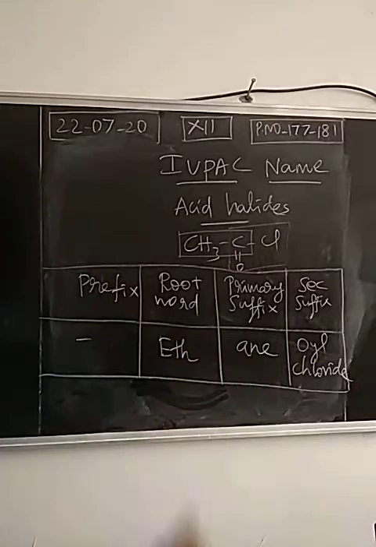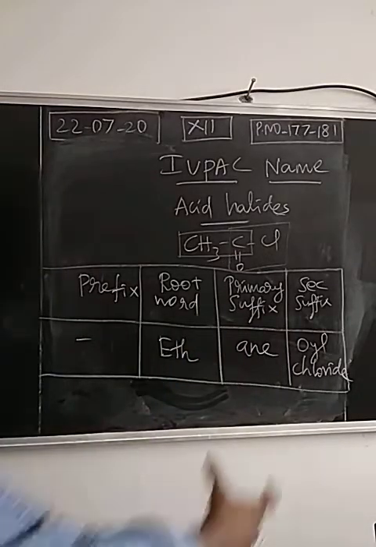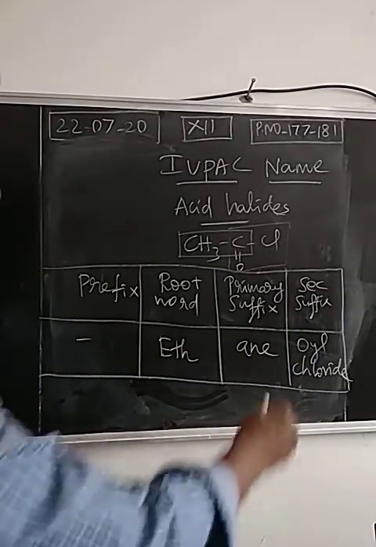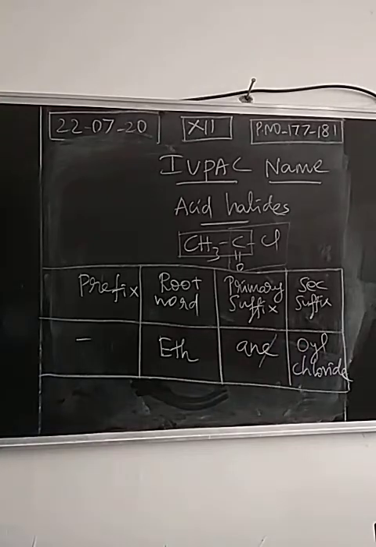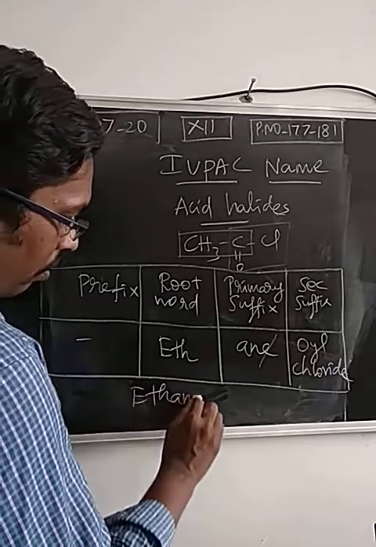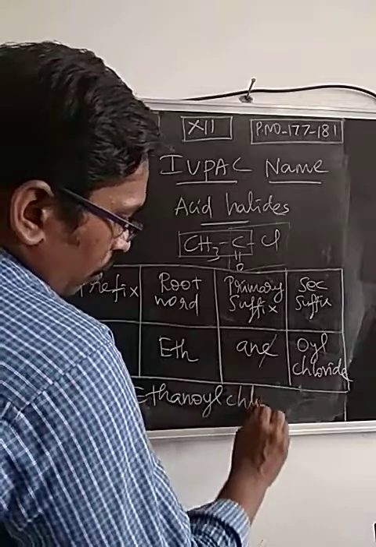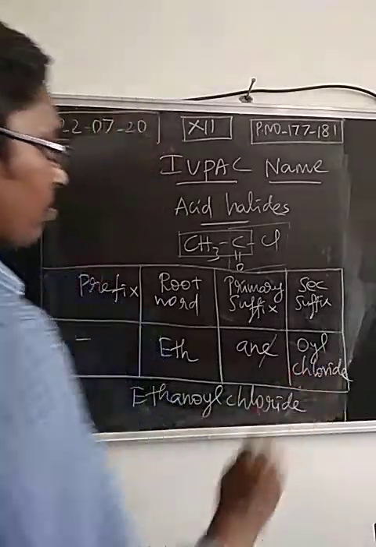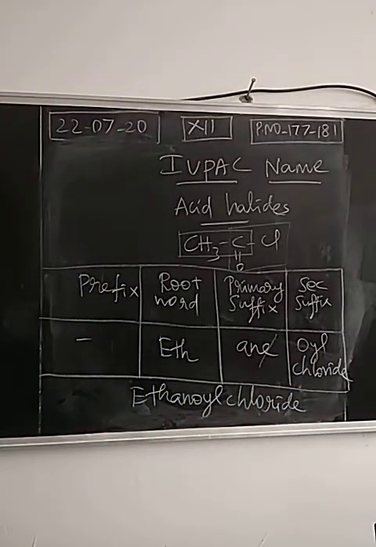If it is bromine, oyl bromide. So by connecting primary and secondary suffix, the last letter of primary suffix will be struck out. So the IUPAC name is ethanoyl chloride. So this will be called ethanoyl chloride. Common name: acetyl chloride. Acetyl chloride is called ethanoyl chloride using IUPAC nomenclature.